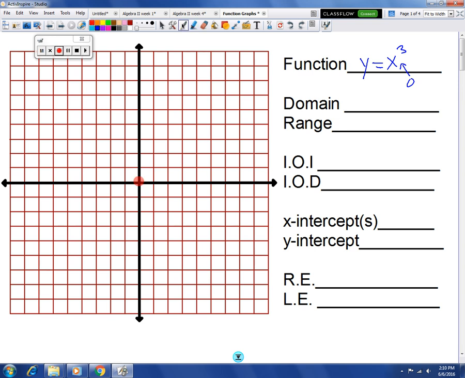Alright, my next value I'm going to pick is positive 1. 1 to the third power means 1 times 1 times 1, which is 1. So my next coordinate is going to be 1, because I substituted 1, and also comma 1, because when I substituted 1 I also got 1. So my next coordinate is 1, 1.